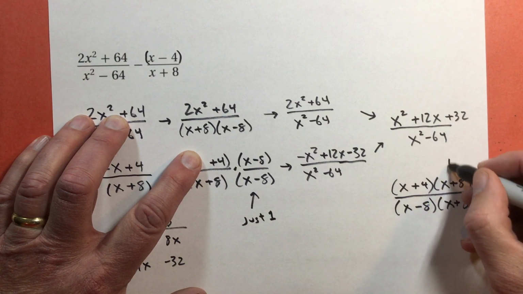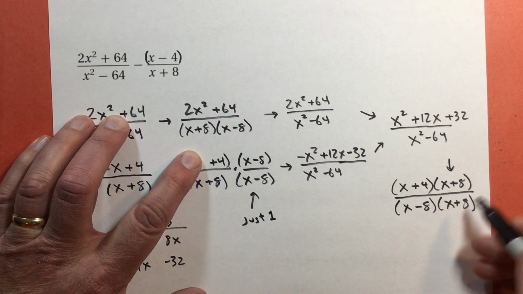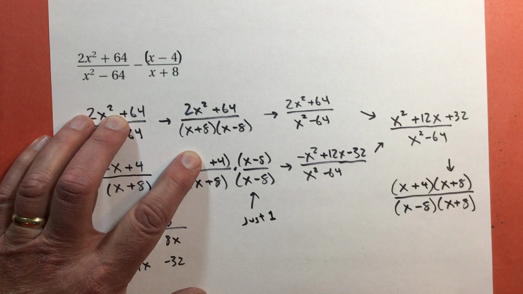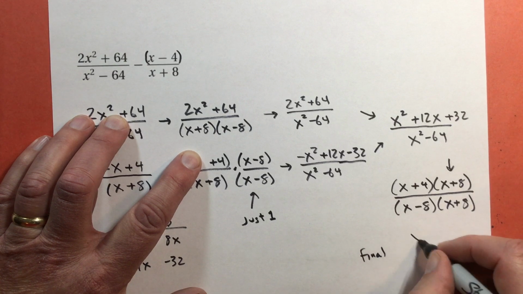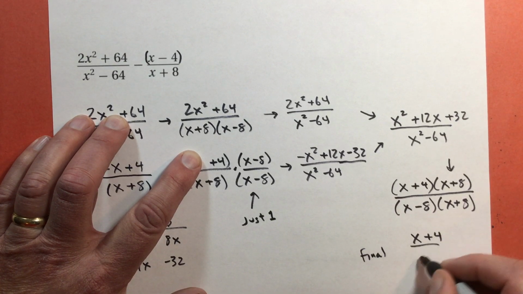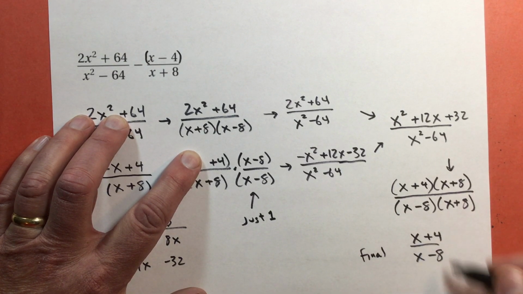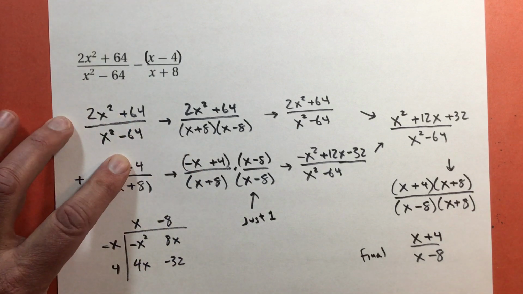So right here, x plus 8 over x plus 8, that's going to reduce. That's going to be eliminated. So my final simplified form is x plus 4 divided by x subtract 8, and nothing else is going to reduce for the same reason I told you earlier.